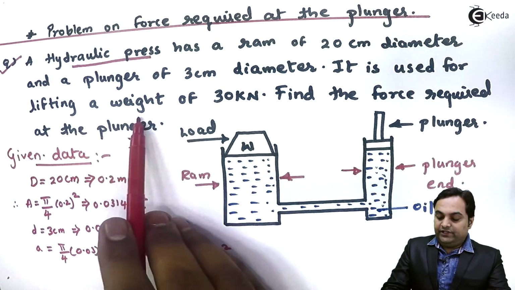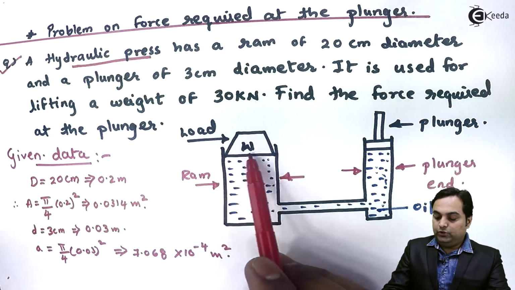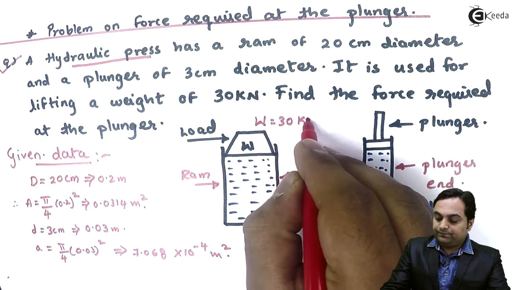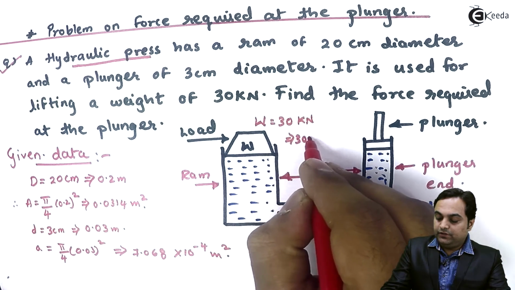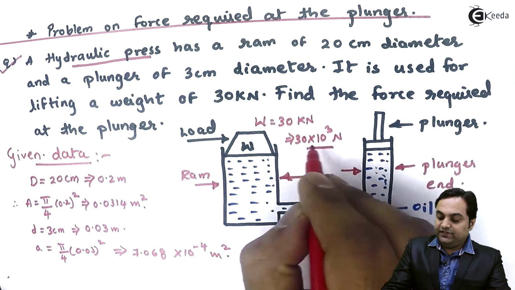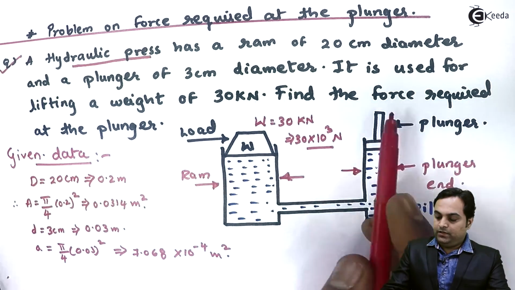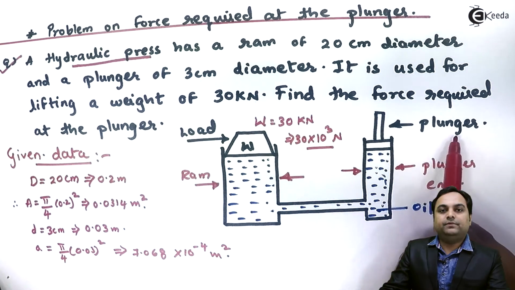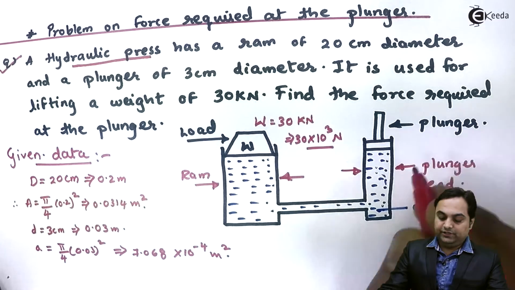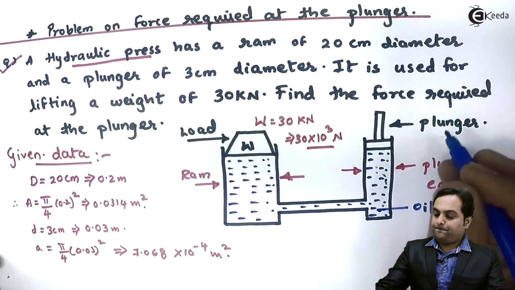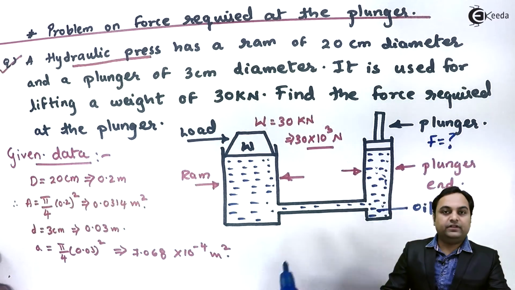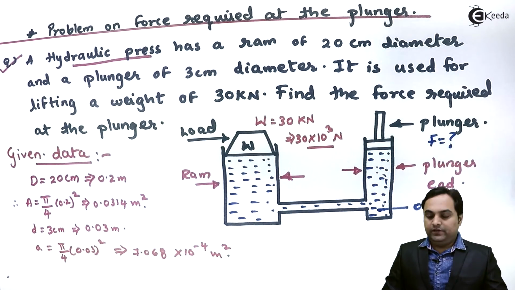It is used for lifting a weight of 30 kilonewton. This load is given. The value of W is 30 kilonewton. It means it is 30 into 10 raised to 3 Newton. This much is the weight which is lifted at the ram end. Find the force required at the plunger. Here we have to calculate how much force is to be applied at the plunger. So I'll denote it by F, that is the force required at the plunger. This is what we have to calculate. Now with the data available and the diagram with us, let us try to get the solution for this problem.